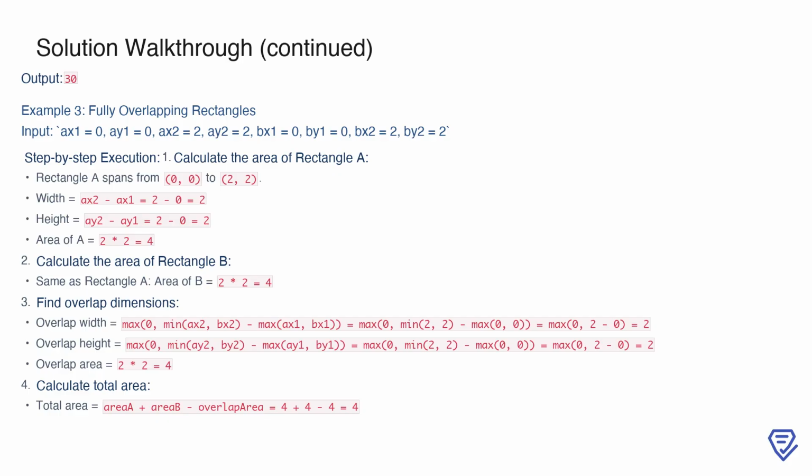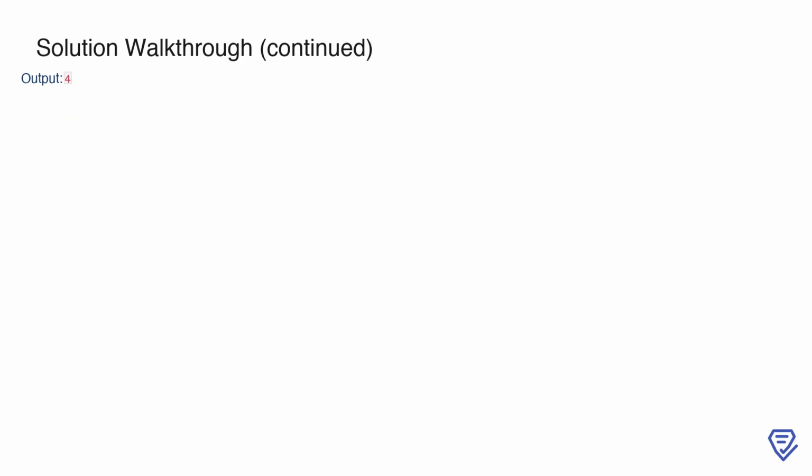The overlap area is therefore 2 times 2, which equals 4. Finally, the total combined area is calculated as the sum of the two rectangle areas minus the overlap area. Adding 4 and 4 gives 8, and subtracting the overlap area of 4, we get a total area of 4. The output for this case is 4, which makes sense since one rectangle is entirely contained within the other, so the total area is simply the area of one rectangle.